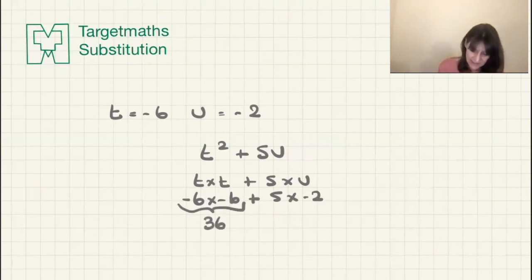That's 36. And then the 2 negatives make a positive, so it's positive 36. I've then got 5 times minus 2. 5 times minus 2 is minus 10. If you feel like you haven't used the plus sign yet, technically we have, because we've used positive 5 in our calculation, but it's a bit confusing.